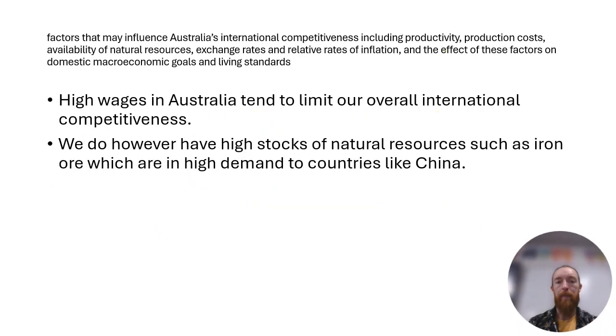Then, getting to our final point about our international competitiveness, so factors that impact our international competitiveness boil down to productivity, production costs or cost of production, availability of natural resources, exchange rates, relative rates of inflation, and the effect these have on macroeconomic goals and living standards. So the main thing here is that high wages in Australia and low productivity tends to limit our overall international competitiveness. The upside for us, though, is that we have high stocks of natural resources, such as iron ore, which are in high demand for countries like China.